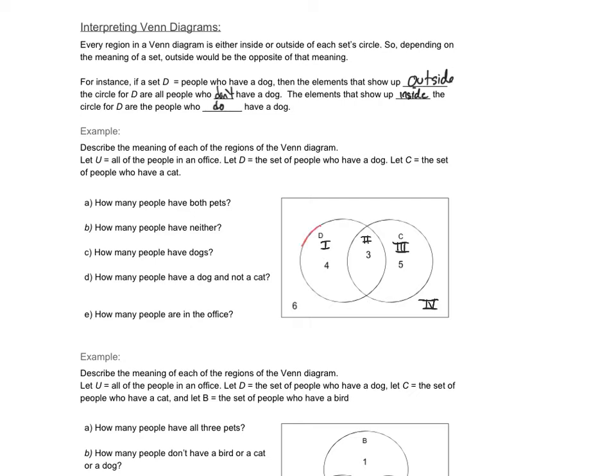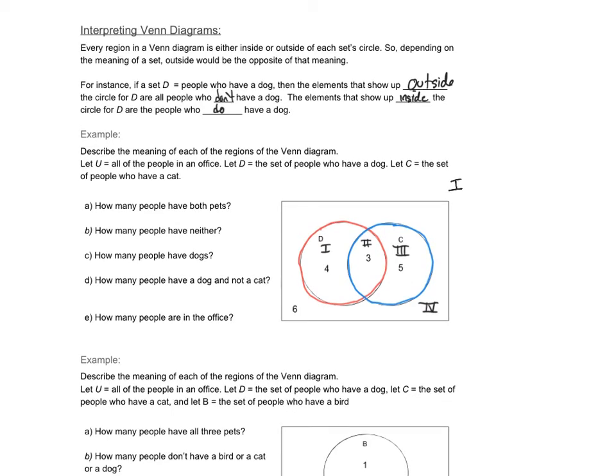So if the red circle represents people who have dogs, then people in regions 1 and 2 have dogs. If the blue circle represents the people who have cats, then the people in regions 2 and 3 have cats. And those people sitting outside of the dog and cat circles, those 6 people, they don't have cats or dogs. They might have other pets, but they don't have cats or dogs. So let's talk about what each region means and then answer the questions.